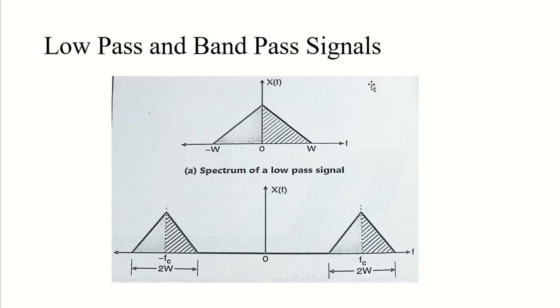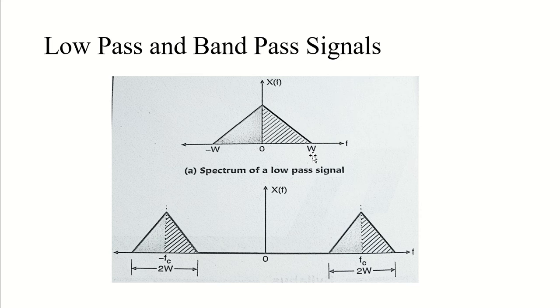So as you can see in this image, the bandwidth is 2 omega, but it is centered about the frequency plus fc and minus fc. Because of that, we assume that the value of fc is always greater than omega. So it is not basically W, it is omega. It is misprinted over here, so don't get confused by that.